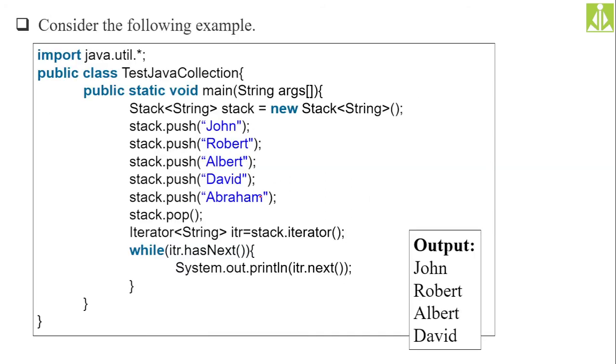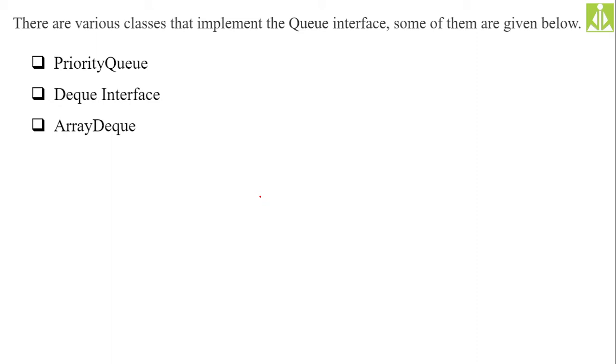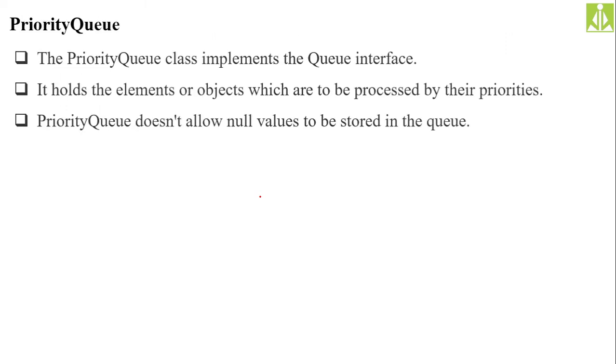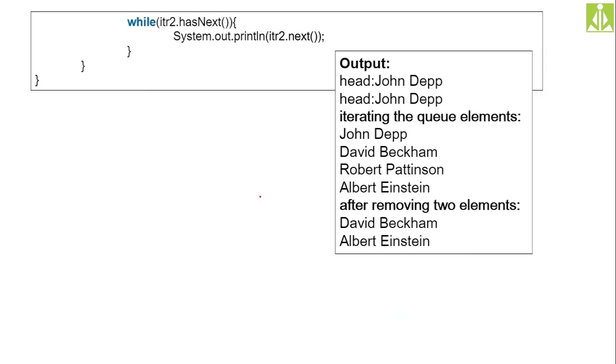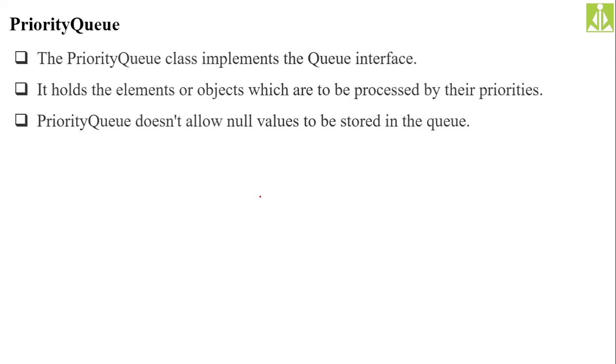We have vector program. Okay, we have stack program. We have queue interface and different classes which are implementing the queue interface, like priority queue, dq which is an interface, then array dq, and priority queue class we have. For that we have an example program. Priority queue means we have the flexibility of processing the queue elements based on the priority, not on first come first serve basis. Rather we can go with priorities. We can give every element a particular priority, and based on that priority the elements will be processed.